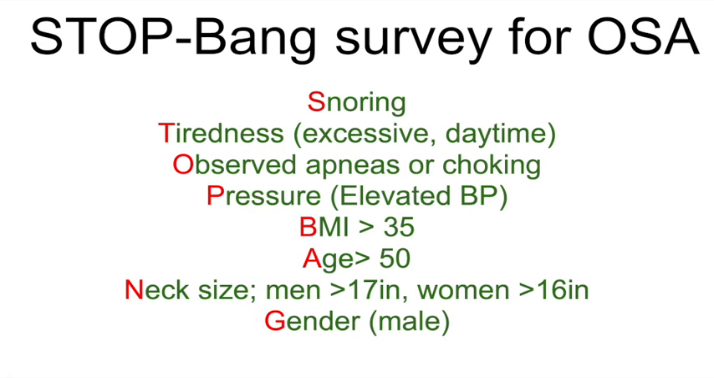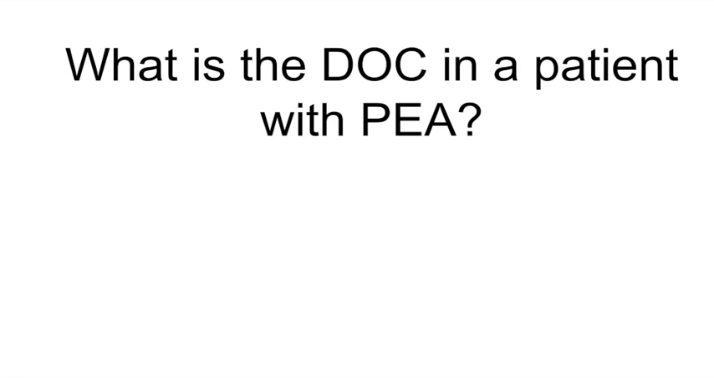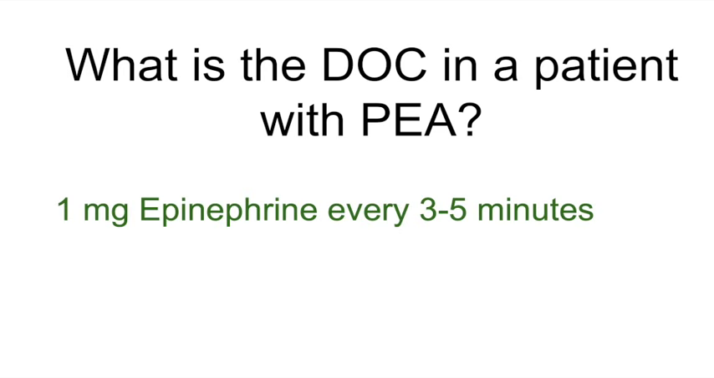What is the drug of choice in a patient with PEA? 1 milligram of epinephrine every 3 to 5 minutes. So remember that, and try not to confuse the fact that epinephrine is given in PEA. However, if a patient is bradycardic but they do have a pulse, that's when you can give IV atropine.